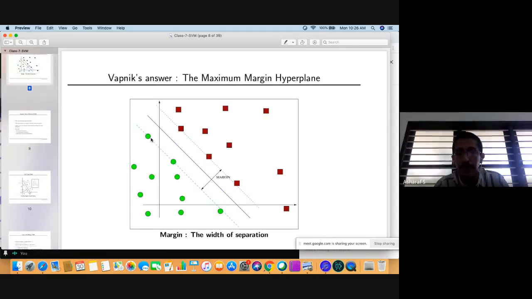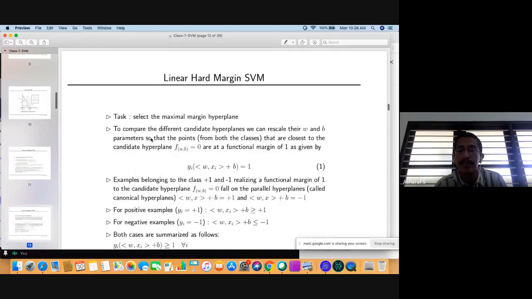Basically, it's w transpose x plus b equal to plus 1 and minus 1. That's what you do. And why do we do this? Now you can find how much of a margin you have as a candidate when you draw your boundaries with respect to points belonging to the two classes. Mathematically, I'm drawing canonical hyperplanes at a functional margin of 1.